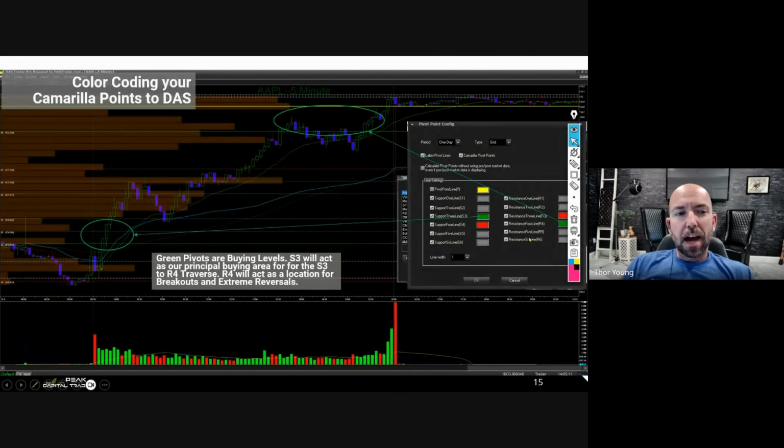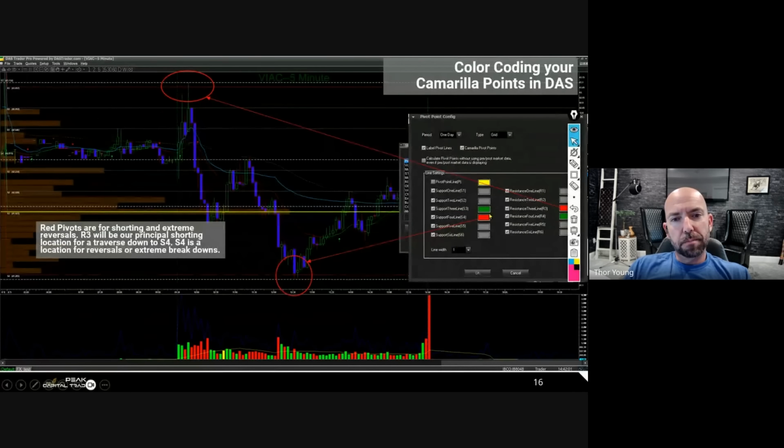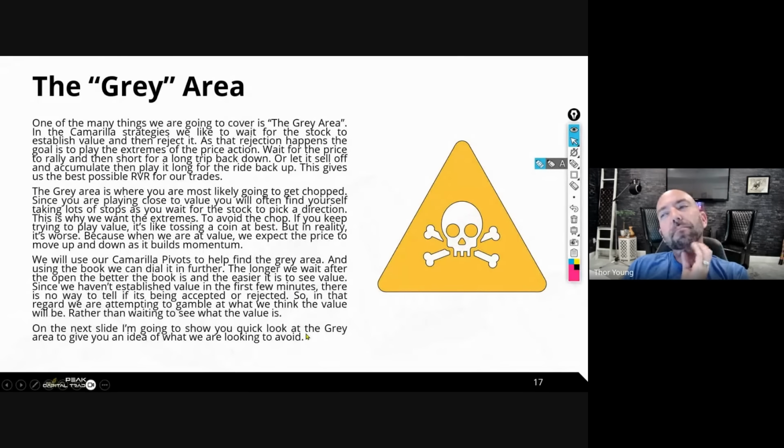I like color coding the way that I do because, more or less, I color code places where I'm looking to go long green. This is where I'm looking to go short red. But remember, above S4 is all long. Below is short at R4. So you've got those. Okay.